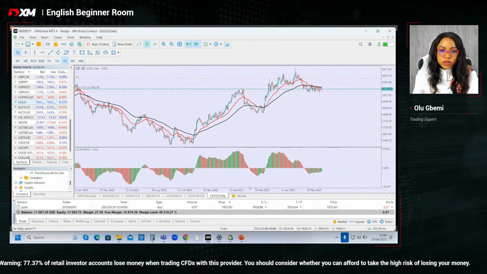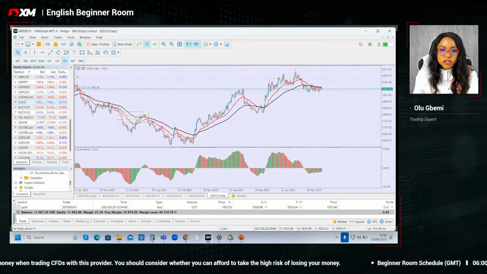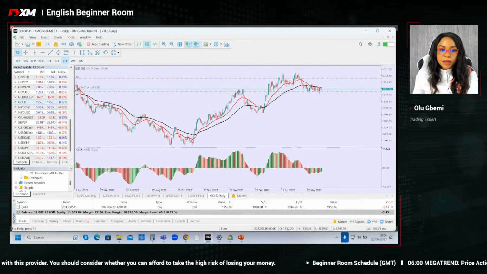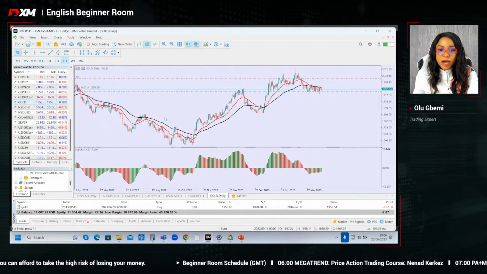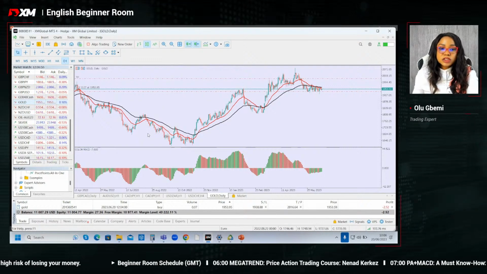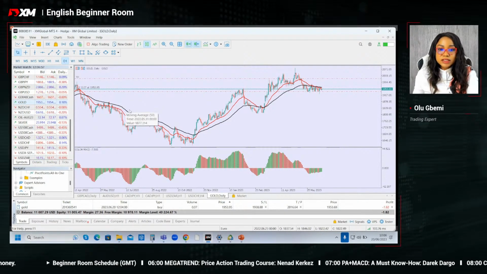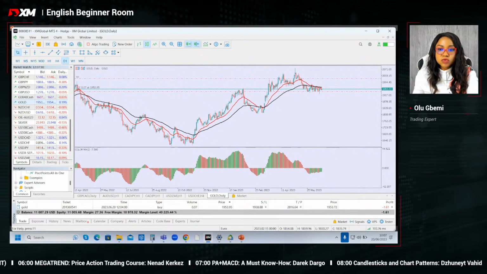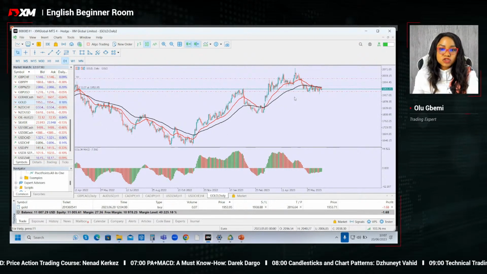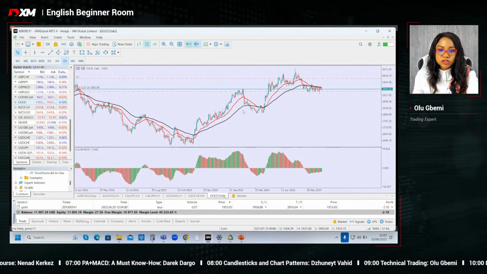All right, so this is a candlestick chart. The two lines you're seeing on the chart are the 50 and the 20 exponential moving averages. I love to have them on my chart because they not only help me get an idea of the direction of the market, they also help me make proper entry decisions.